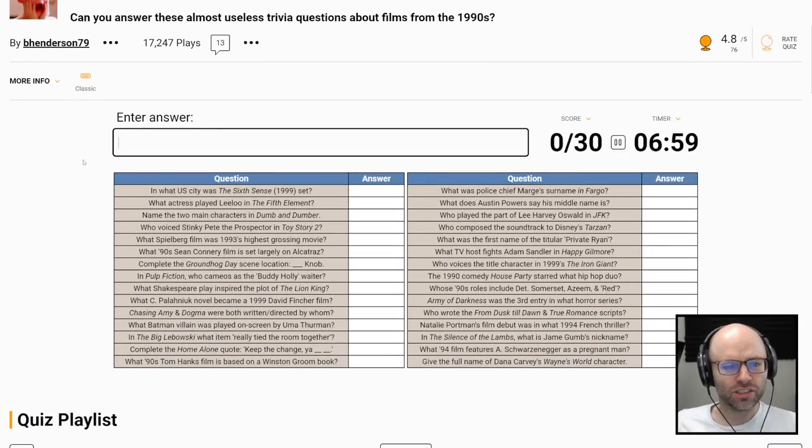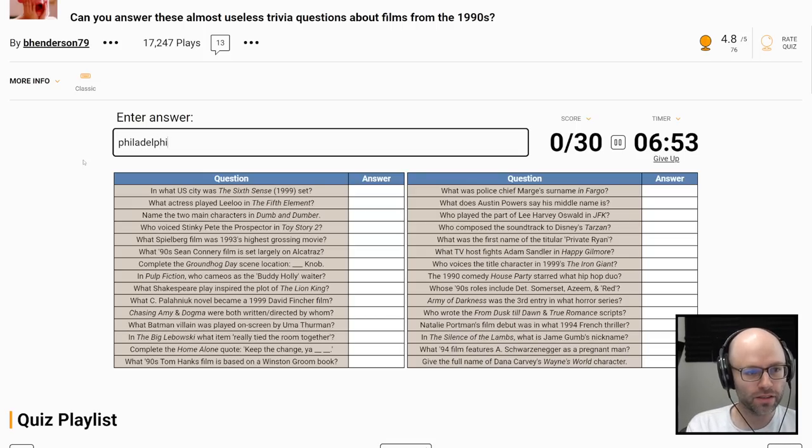In what U.S. city was The Sixth Sense set? I don't know. Chicago? Is that a part of the movie that was relevant? Philadelphia? Okay, somehow. That's locked in my brain. Who played Leeloo? Milla Jovovich. Two main characters in Dumb and Dumber, Harry and Lloyd.